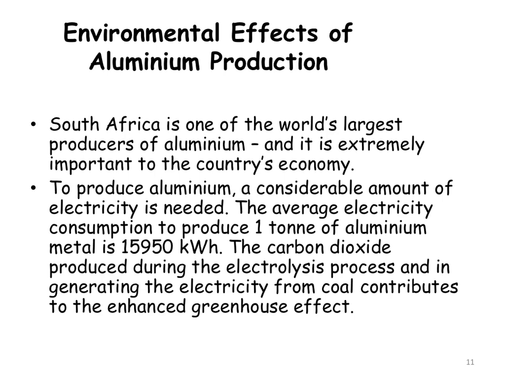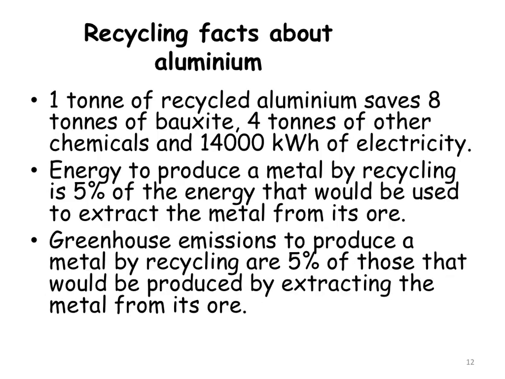It's very important to South Africa's economy because we do make a lot of aluminium, and that was historically because we had a lot of very cheap electricity, and we still have relatively cheap electricity in the world. We bring all this bauxite on a ship over from Australia, and then we refine it into aluminium and then send the aluminium back to Australia. To produce aluminium, it uses a lot of electricity, and for about a ton of aluminium, you need 15,000, basically 16,000 kilowatt hours. The carbon dioxide produced during the electrolysis process and in generating electricity increases South Africa's greenhouse effect.